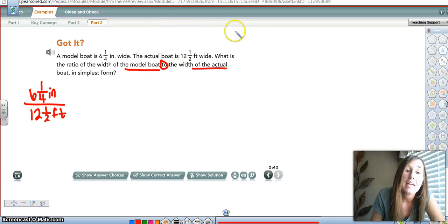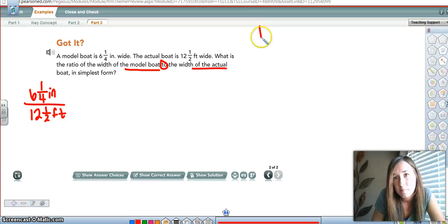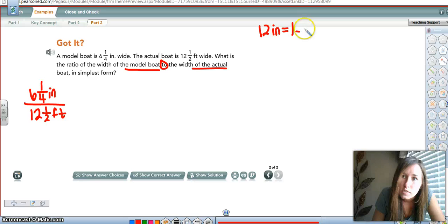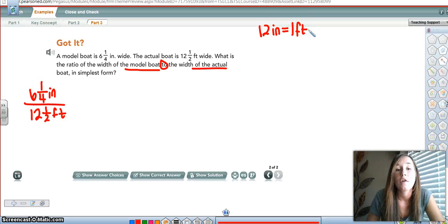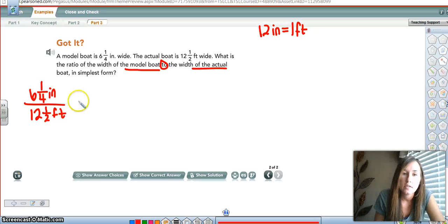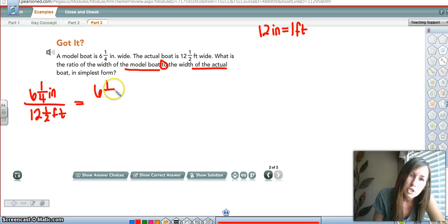So let's think about how inches and feet are comparing. We know that 12 inches makes 1 foot. I mentioned before that it's easier to change all of your units into the smaller ones. Inches are smaller than feet, so let's make everything be in terms of inches.